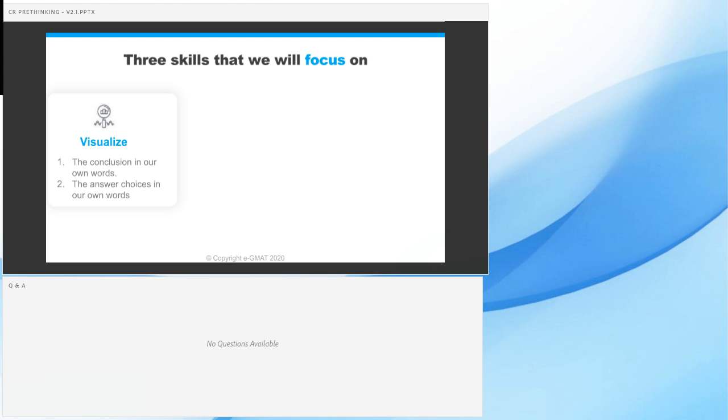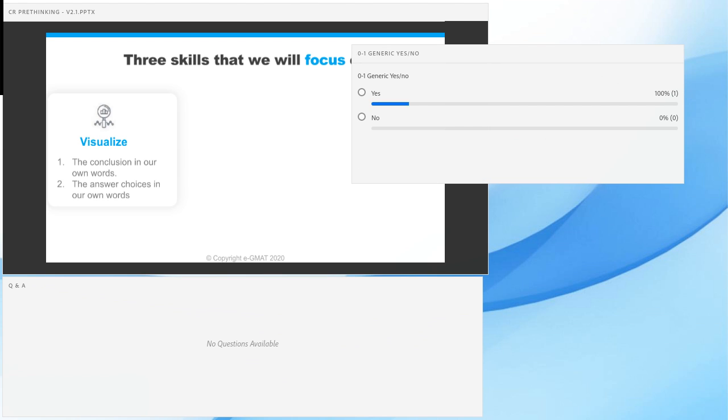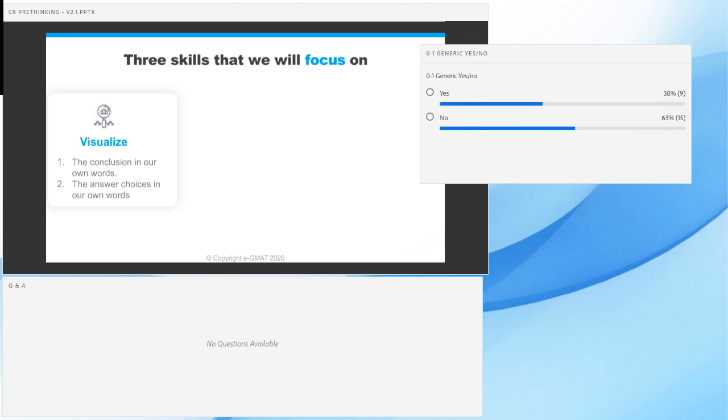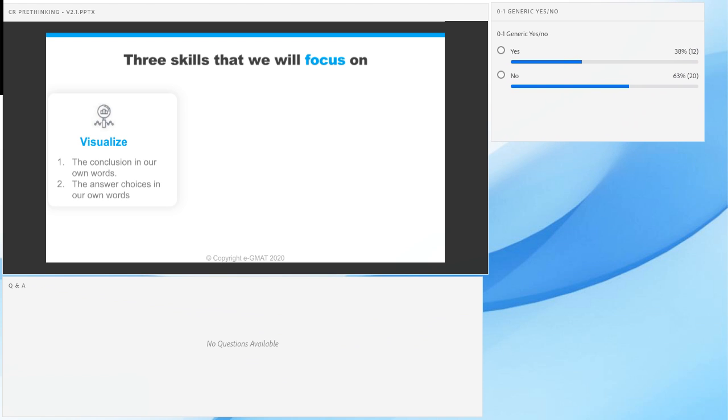Just a quick thing. How many of you have heard of the Five Forces framework? We'll just clear all answers. Yes, no. Okay. If you've heard of it, that's wonderful.